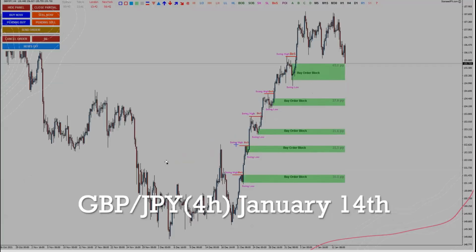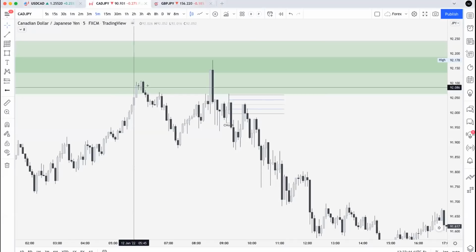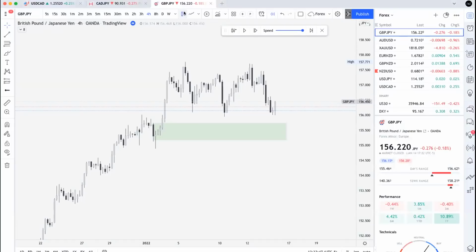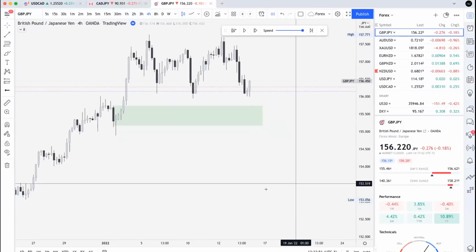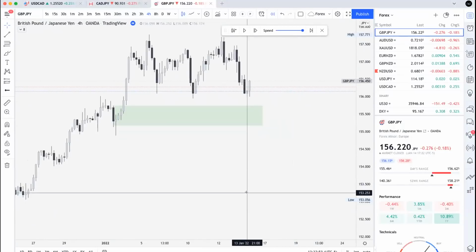Okay. All right. GBP JPY, January 14th. All right. So we have a buy order block. GBP JPY. All right. So what are we going to start to notice, guys? I want you guys to get in the habit here of looking at the candlesticks.